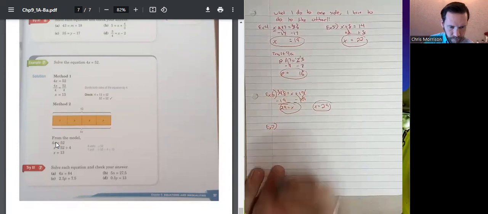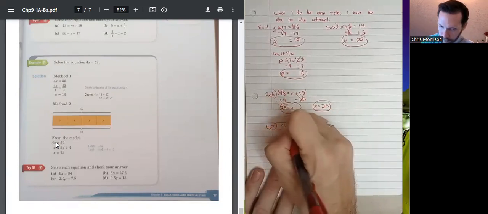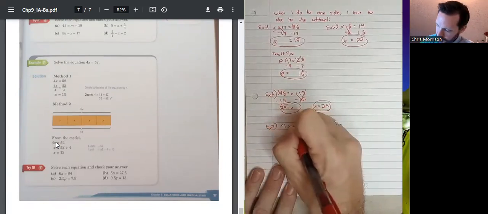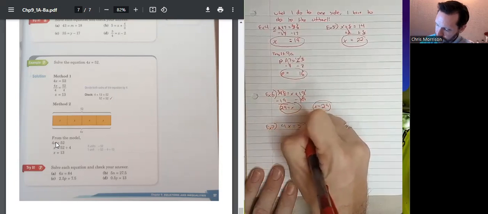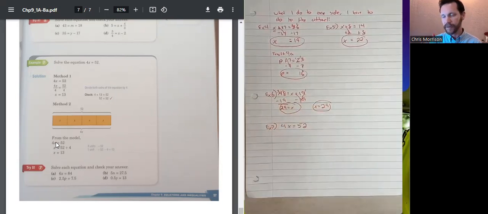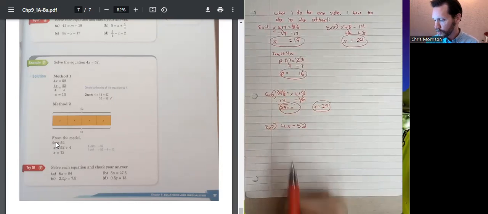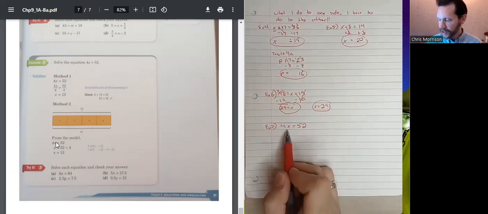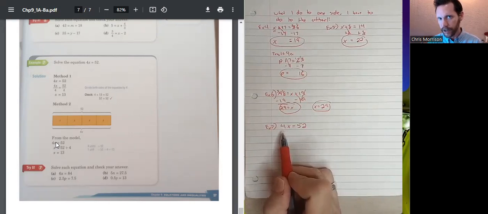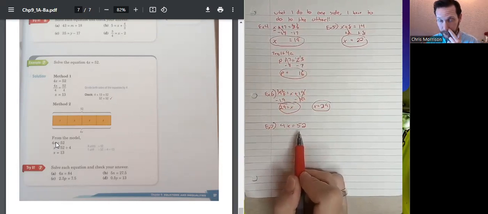Example 7 is going to be 4x equals 52. Now this one's interesting because there's no addition. There's no subtraction. How do I get rid of the x? Well, what does 4x mean? Before I just yell it out, can you figure it out? What does 4x mean? It means 4 times x, right? 4 times some number is 52.